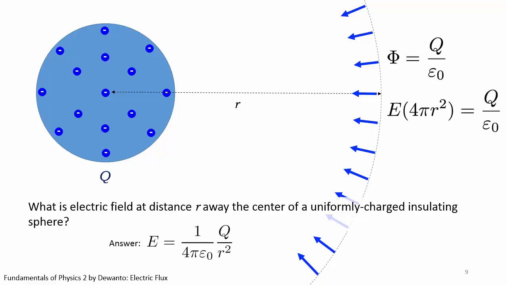Interestingly, as shown by the results from both cases, the electric field outside an insulating uniformly distributed charged sphere behaves in the same way as that of a point charge.